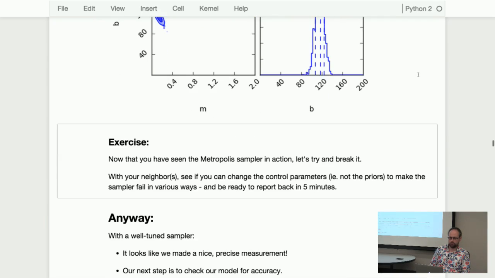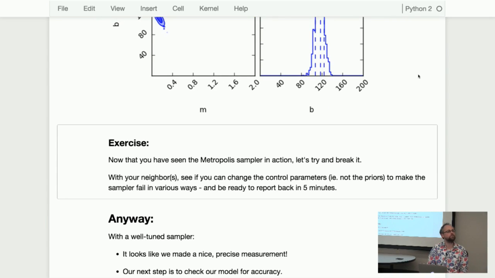Okay, so the question back is, should we use mean or median? In this case, it wouldn't matter very much, right? Because it's so symmetrical that the median and the mean are similar. In general, it doesn't matter very much. You just have to say what you did, right?